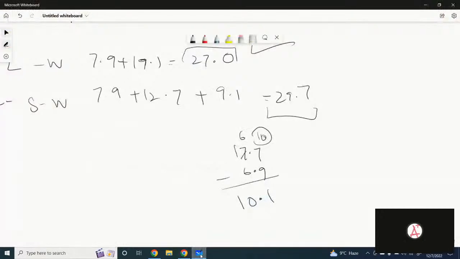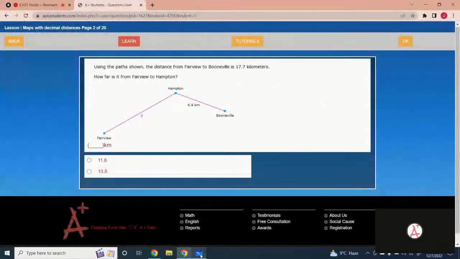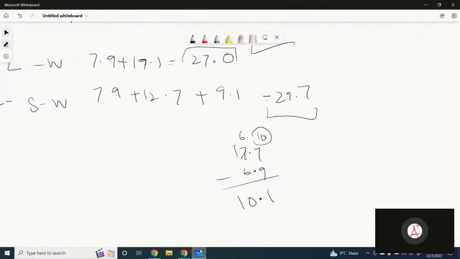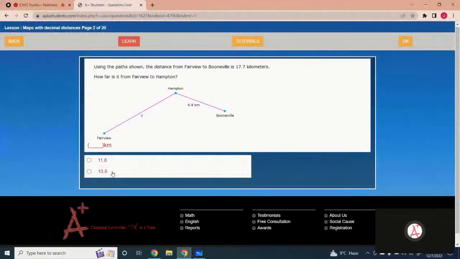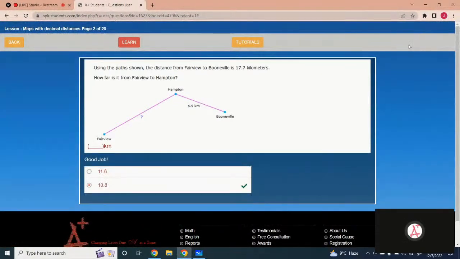17.7 and 6.9. Oh, it would be 17, not 10, sorry. So 17 subtract 9 is 8. It would be then 10.8. Got it? So the correct option is 10.8. Just select the correct option and click on the OK button. Got it, everyone?